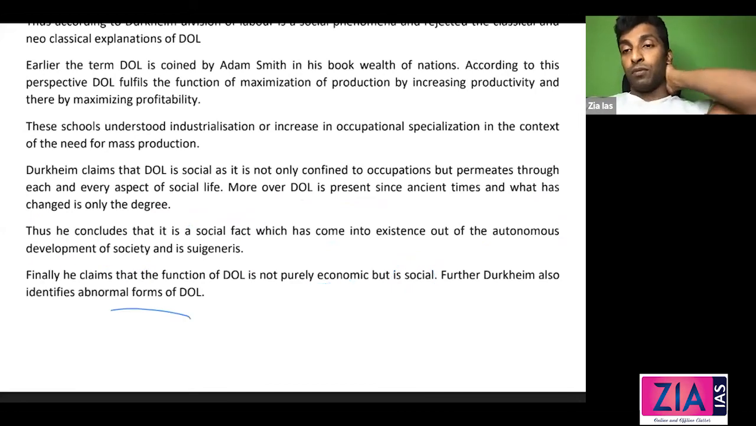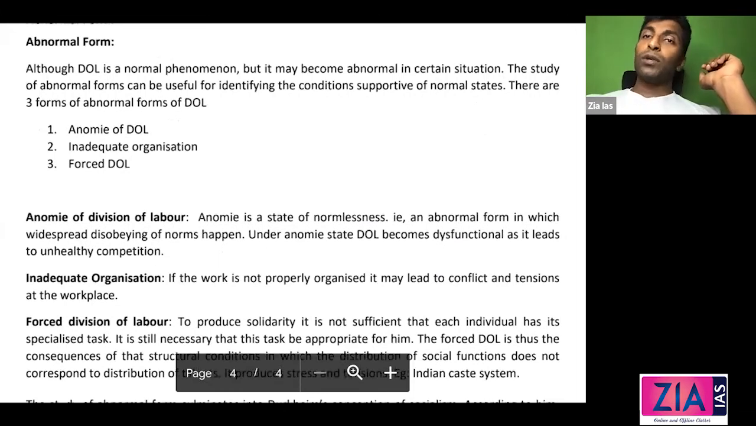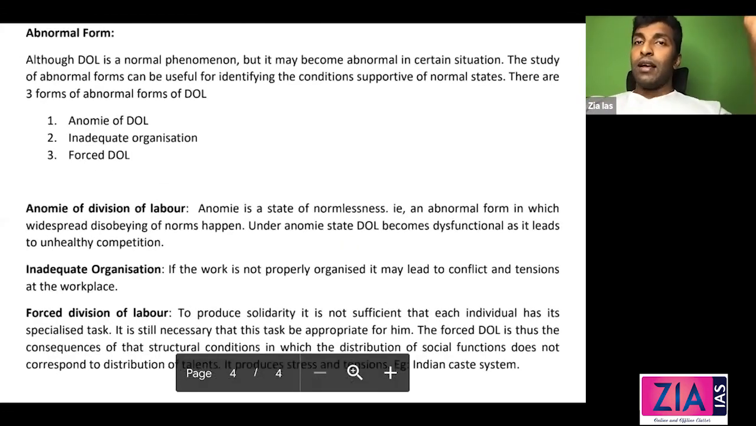Now, the abnormal forms. What are they? Although division of labor is a normal phenomenon, it may become abnormal in certain situations. The study of abnormal forms can be useful for identifying the conditions supportive to the normal state. So if you identify this, everything else is normal. Okay. There are three. Anomic division of labor. What does that mean? Normlessness. Inadequate organization, if it is not properly organized. Forced division of labor, if somebody is forced to do certain things, like Dalits are forced to do certain things. That's not normal. That's abnormal. That's not functional. Okay.